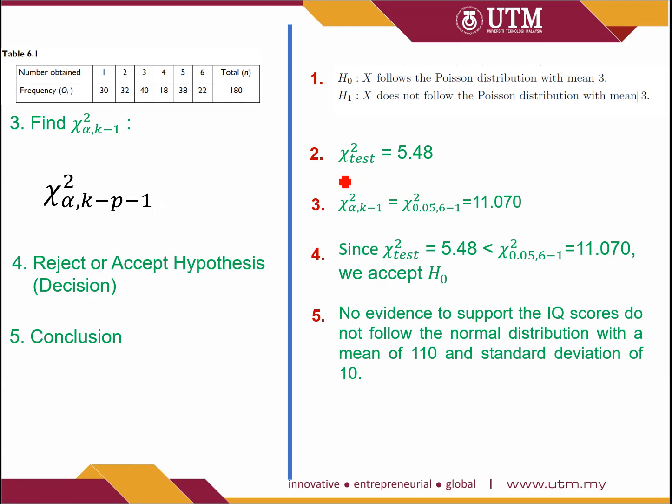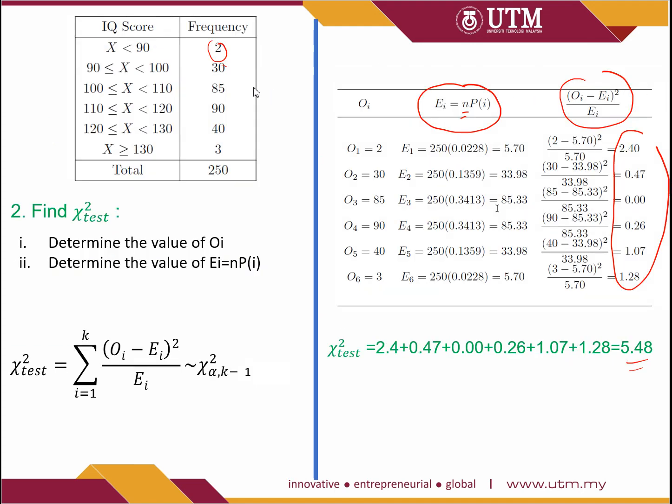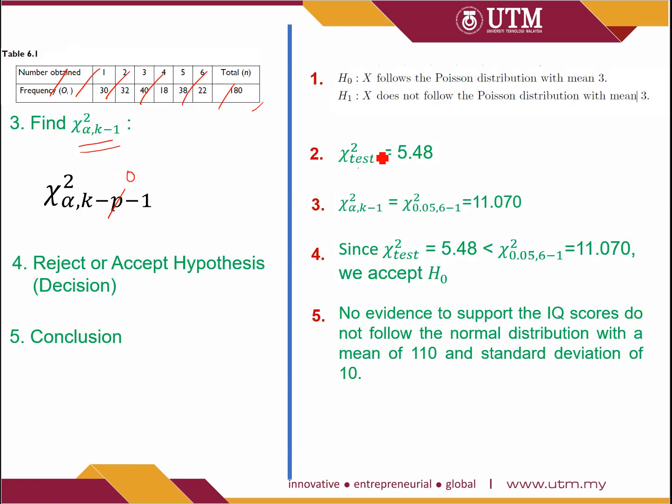After you have found the chi-squared test, now find the critical value. The P here is 0, and the K here, how many K? Sorry, this is the wrong table again. I forgot to delete this one. How many categories do you have here? 1, 2, 3, 4, 5, and 6. So 6 categories. 6 minus 1, and your critical value would be 11.070.